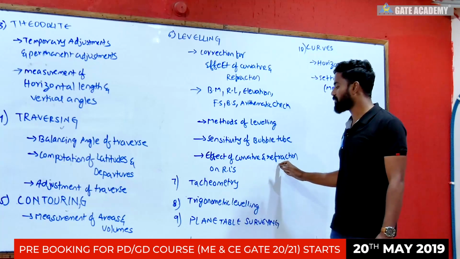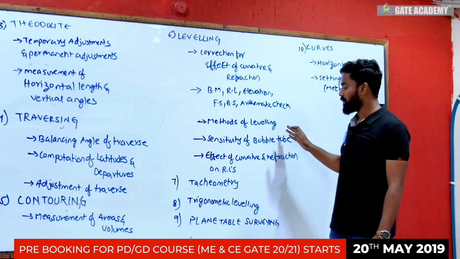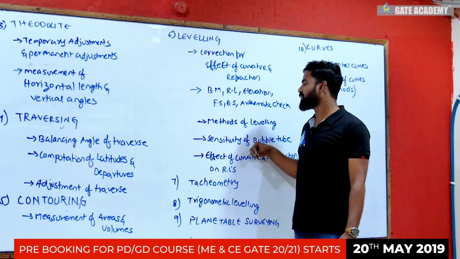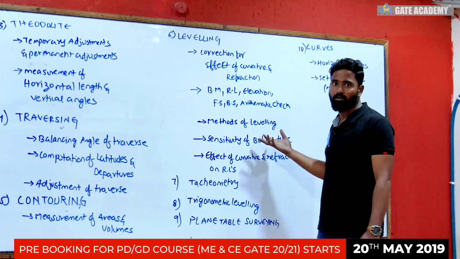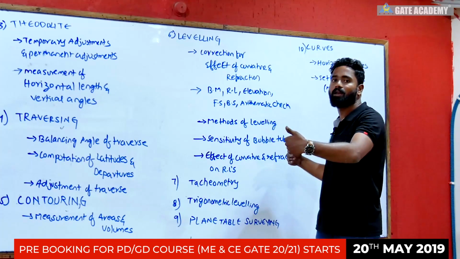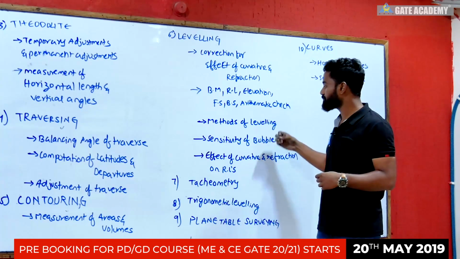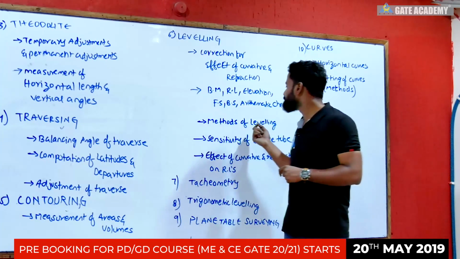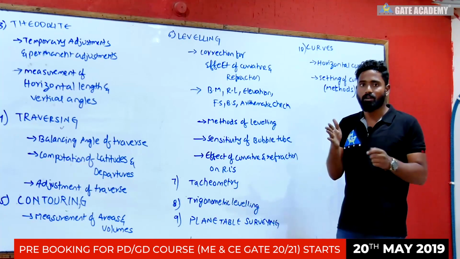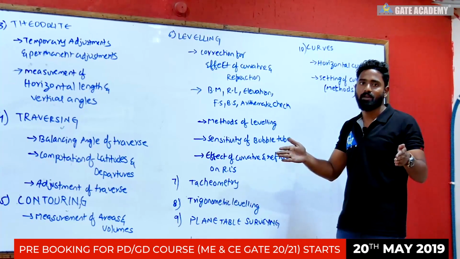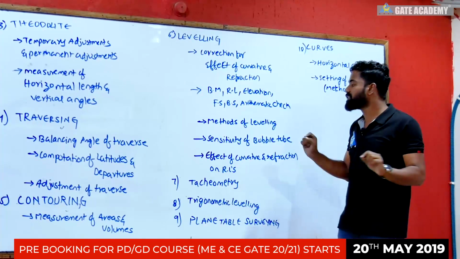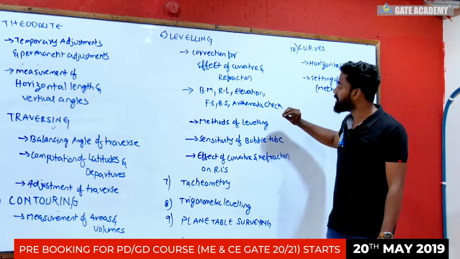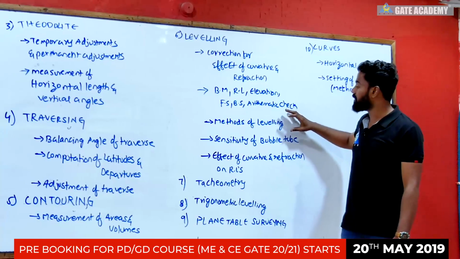Sensitivity of bubble tube, effect of curvature on RLs and refraction, effect of curvature and refraction on RLs in different types. I said methods of leveling, just simple plain leveling you can take. Sometimes in methods of leveling, at two banks you will keep the level staffs, and you will measure the angles and the distances. Those types of problems are also very much asked from methods of leveling.